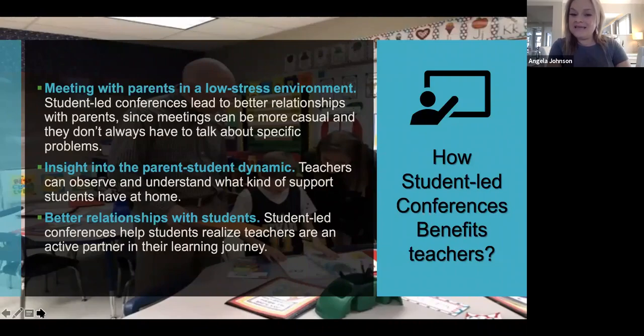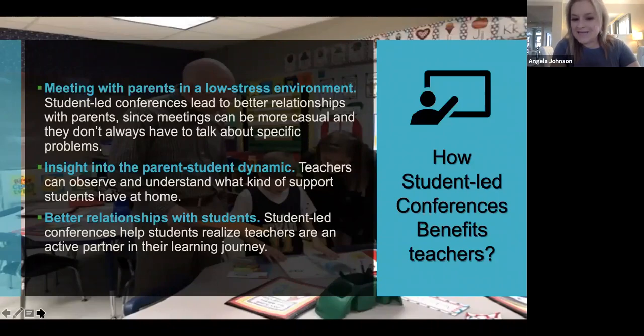Student-led conferences lead to better relationships with parents, since meetings can be more casual and they don't always have to talk about specific problems, because usually you're leading with, oh, this is what your son or daughter already knows. So you're thinking about what they already have. And then of course you can address the things that they need to work on. You can, as a teacher, sit down and bring up work that needs to be finished, or things that they can do at home. Of course, you can do that, right? But it's going to be a lot more relaxing in that environment.